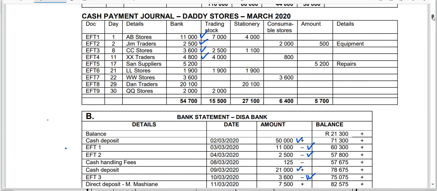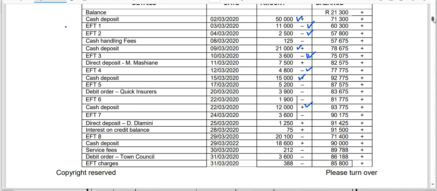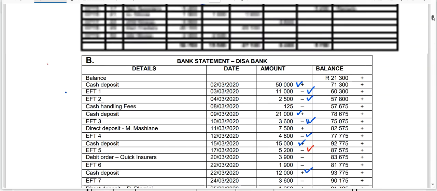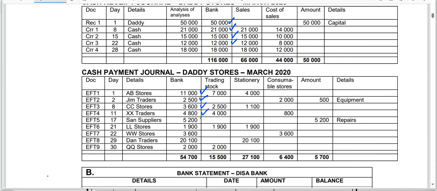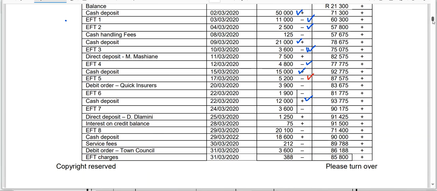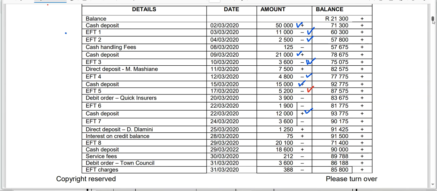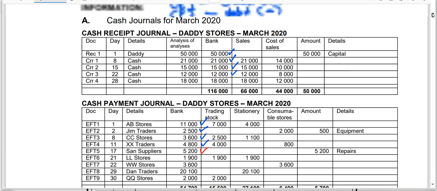Now what we need to do is to check the next item, EFT5 for 5.2. So let's check EFT5 5.2. Okay, it appears here and it also appears there on the journal, so we can just tick it. And then the next item, we have EFT6 1.9. So we need to check, is EFT6 appearing on both sides? EFT6 1.9, here it is, it appears here and it also appears there. Okay, so we are done with that part.